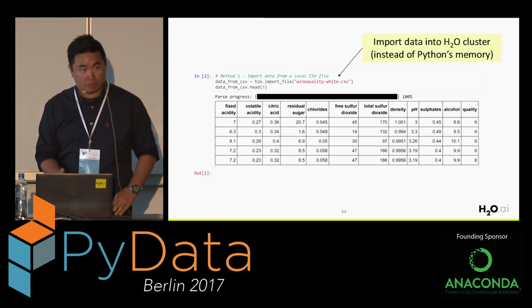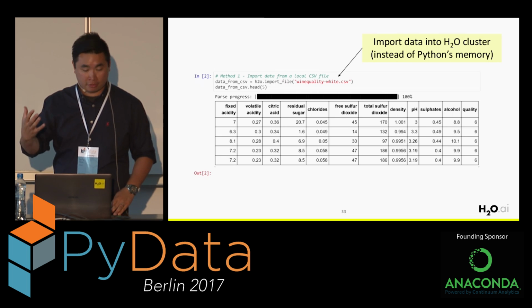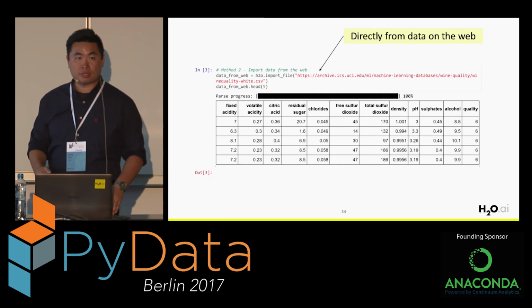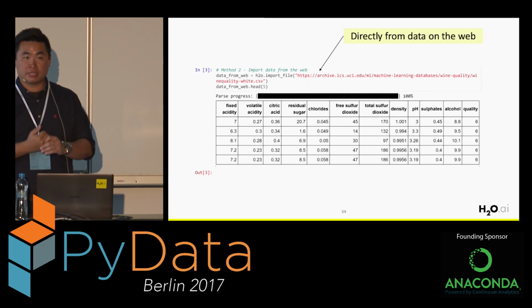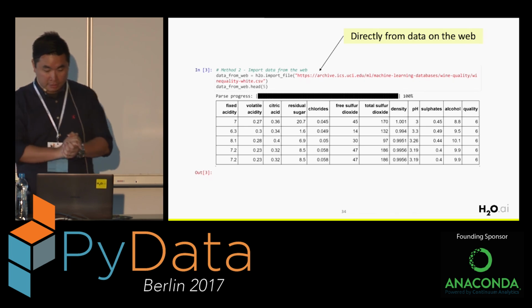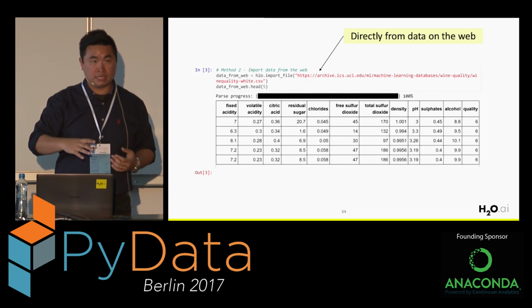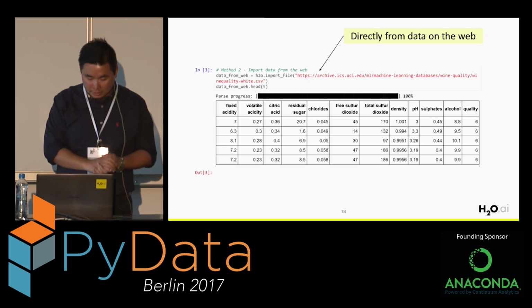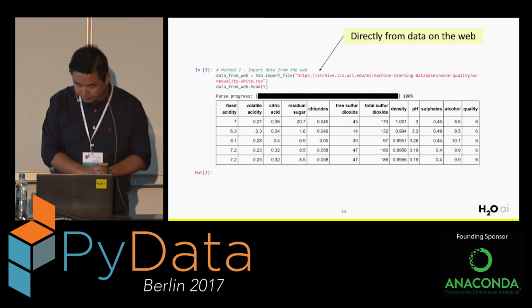But sometimes you have some data stored on the internet, and you just want to download it directly from the web. You can do the same thing. You can use the same command, h2o.import_file. But this time you provide the full address, the full URL of that file online, and it will just download it and then import it into the H2O cluster. And again, you can do the head, so you can look at the first few rows.